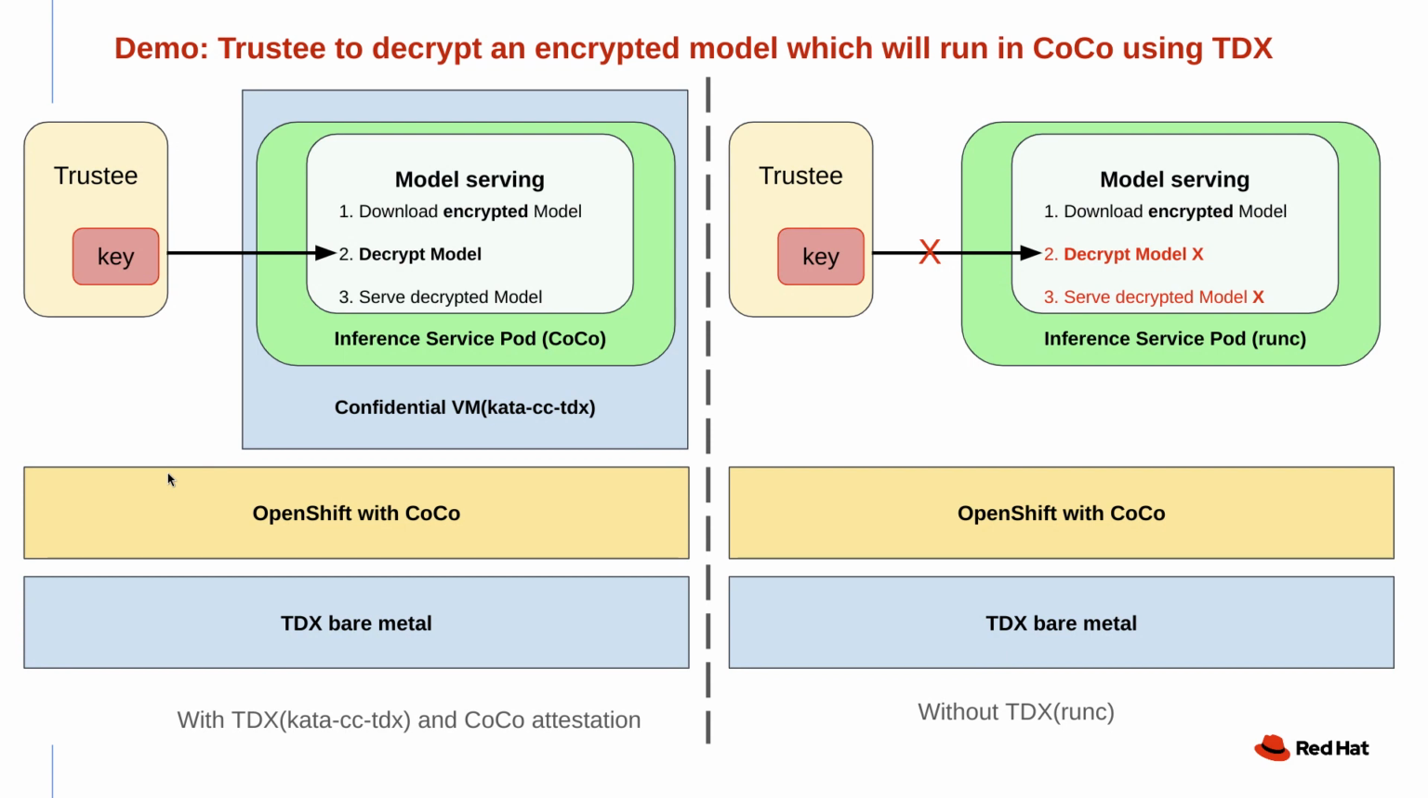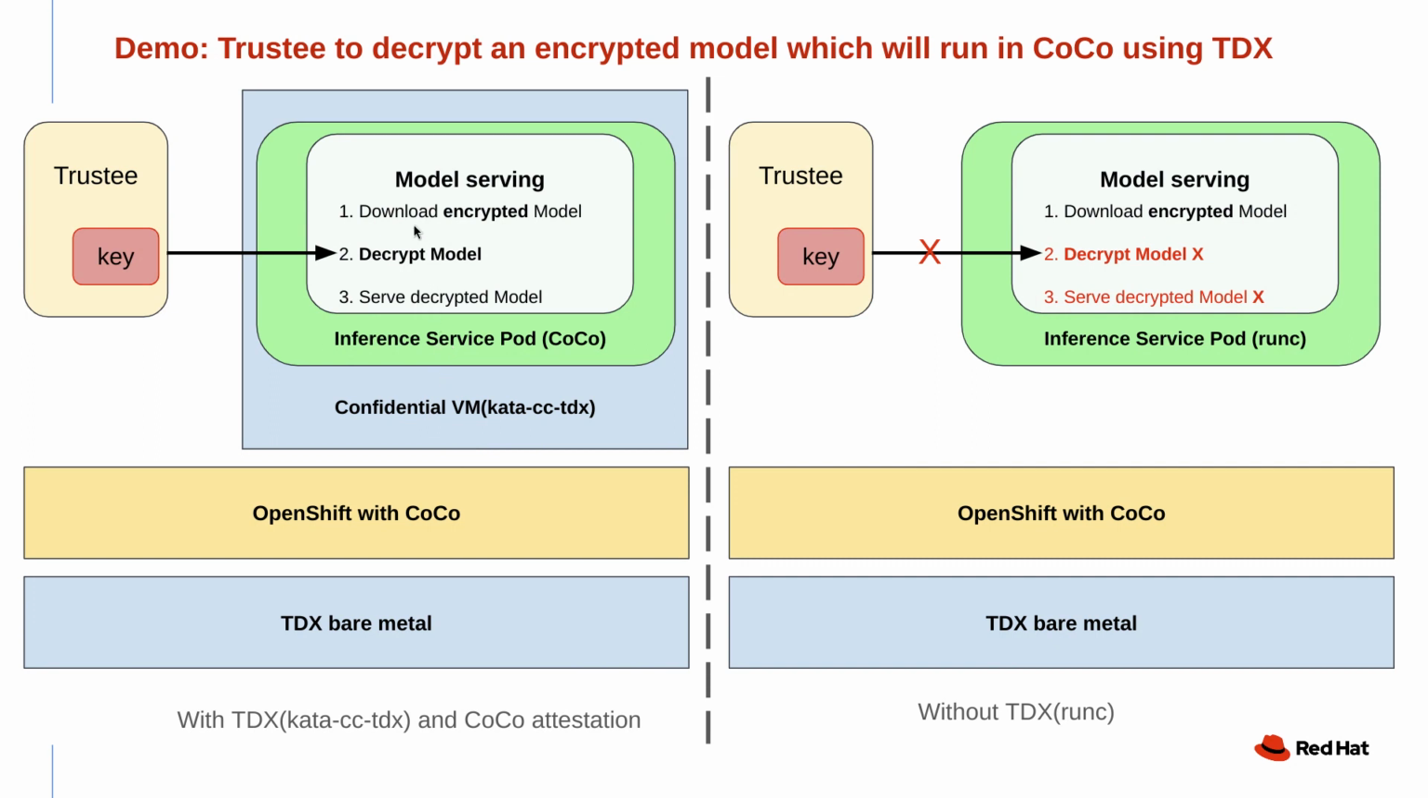In this demo, we will use Trustee to decrypt an encrypted model, which runs in a confidential container with TDX. Like the left picture shows, we deploy an OpenShift cluster with CoCo on the TDX environment. An AI model will be served in the pod inside a confidential VM. We will use the Kata CC TDX runtime class. This will run the workload in a trusted execution environment established by Intel TDX.